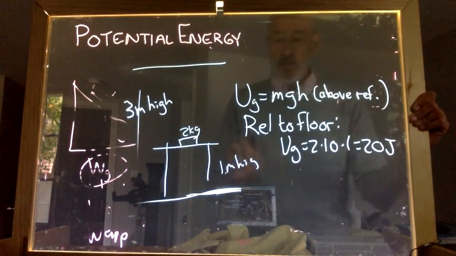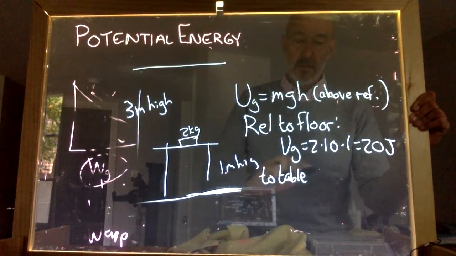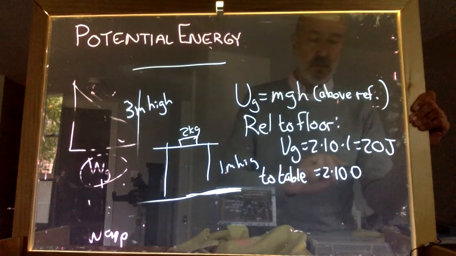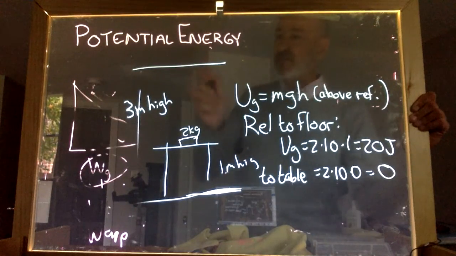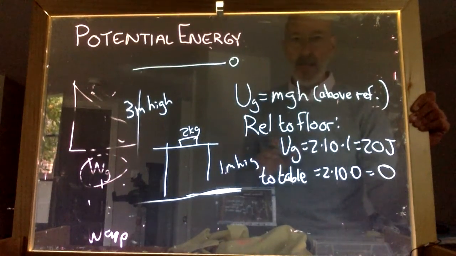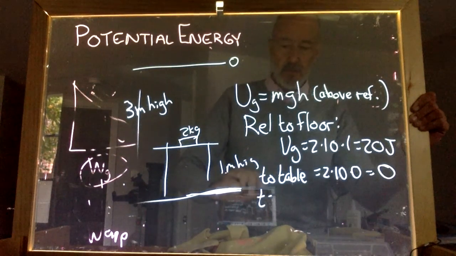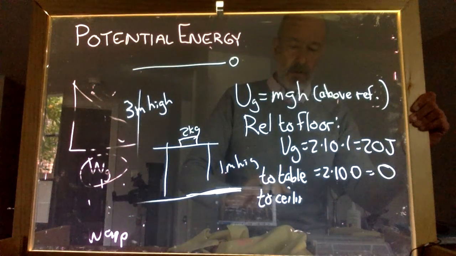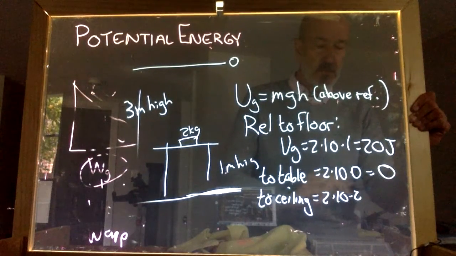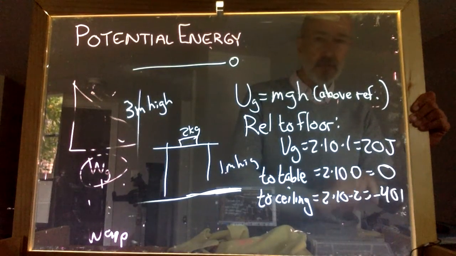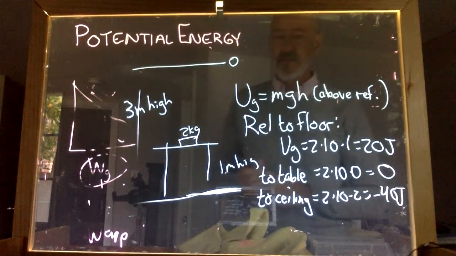Relative to the table, 2 times 10 times 0 meters, which is 0 joules. Relative to the ceiling, if I called the ceiling zero height, this has a height of -2. So compared to the ceiling, 2 times 10 times -2, which is -40 joules. All of these are meaningful.